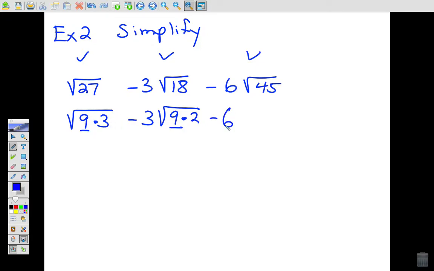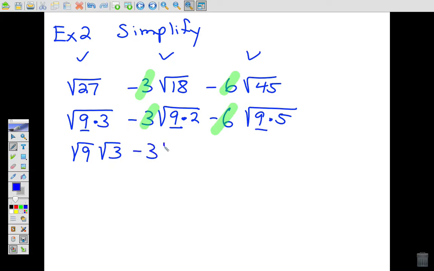Minus 6. And remember, don't forget about that number that is in front here. Keep that number in front. You can't just all of a sudden decide that you don't have it anymore. Now give me 2 factors of 45 where one of them is a perfect square, and 9 times 5, right? Now let's continue here. This is the same thing as radical 9 times radical 3, minus 3 times radical 9 times radical 2, minus 6 times radical 9 times radical 5.